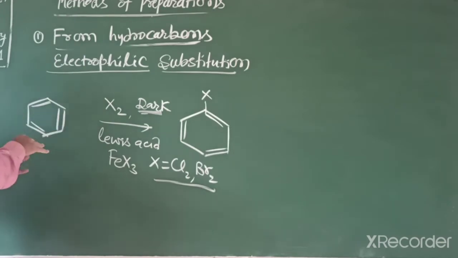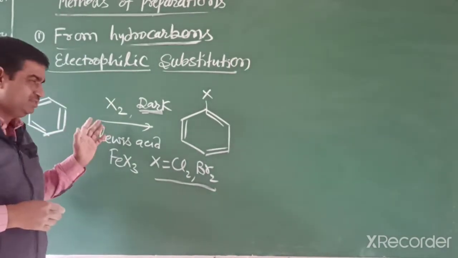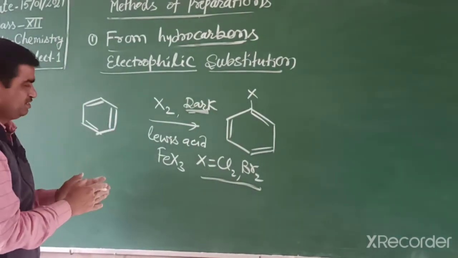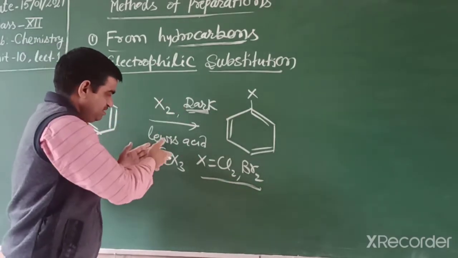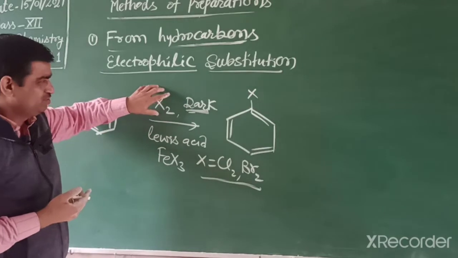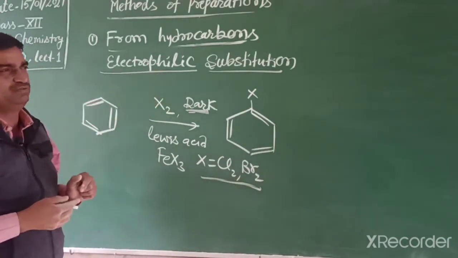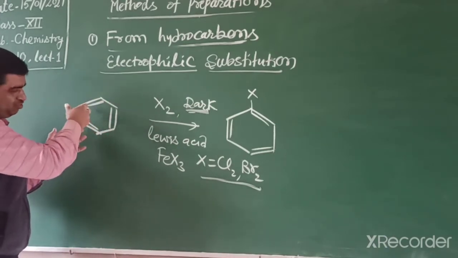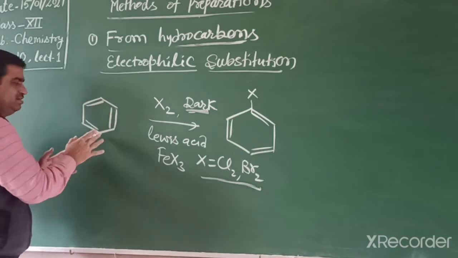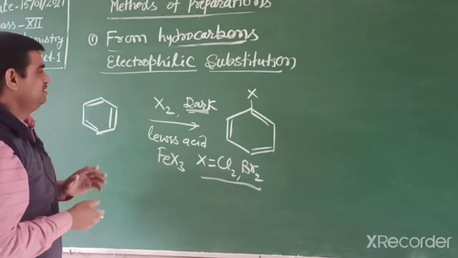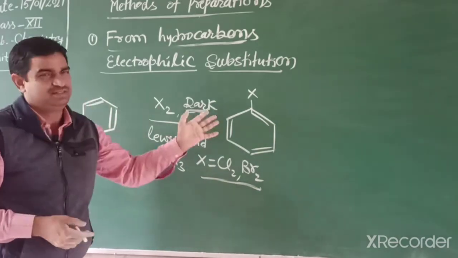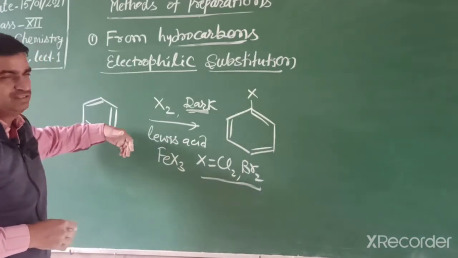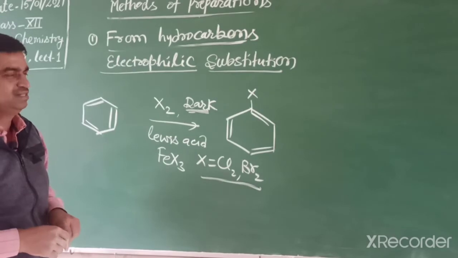And what is the mechanism? First, formation of the electrophile. How does the electrophile generation occur? At first this Lewis acid removes one halogen, so this halogen is positively charged. Electrophilic substitution means an electron-loving group attacks, because benzene has electrons. So the electrophile attacks the benzene ring and removes a weaker electrophile, that is hydrogen, and then the reaction occurs. That is the detailed mechanism, no need to explain here. You can see the mechanism in the 11th class chapter.